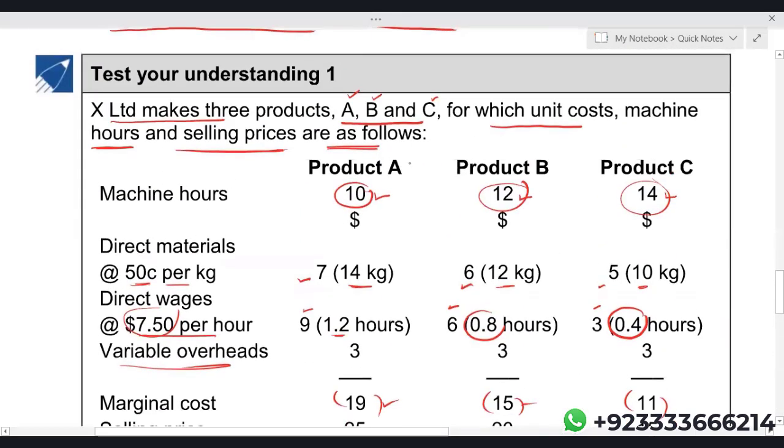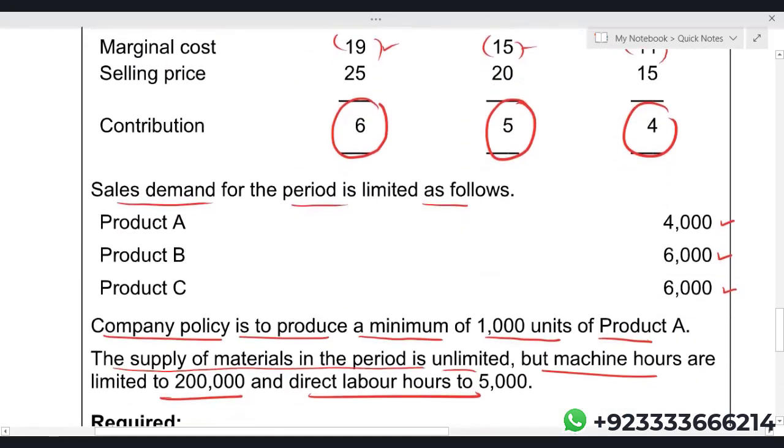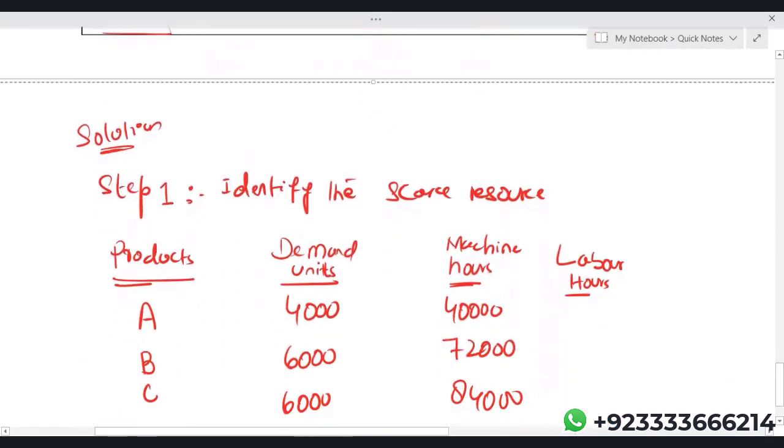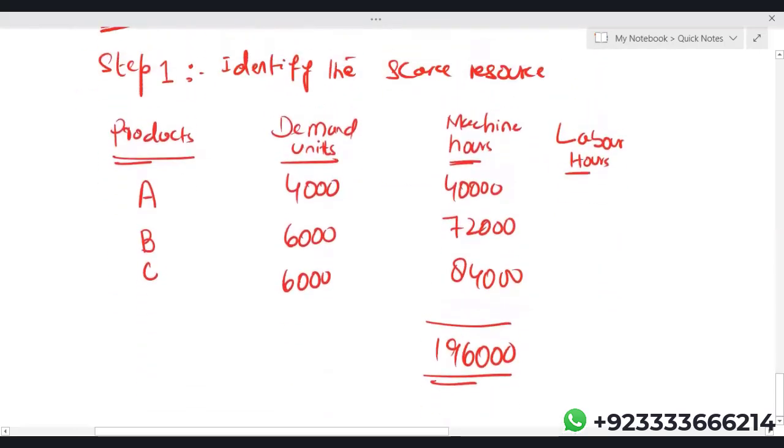One unit of product A needs 1.2 hours of labor. The demand of product A is 4,000. So 4,000 multiplied by 1.2, we are getting 4,800 hours.